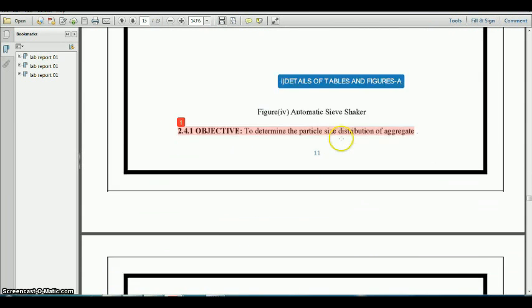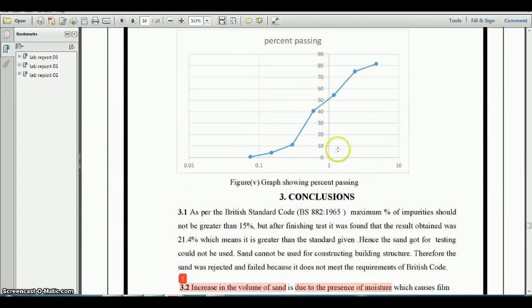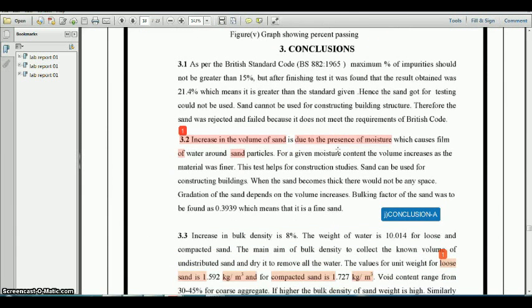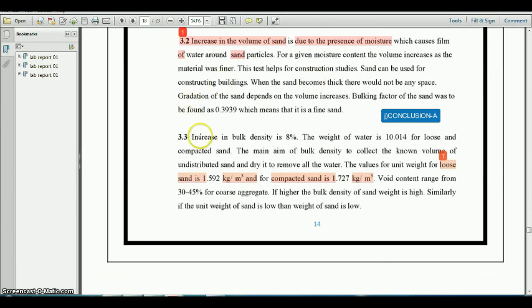Okay, don't write any sieve analysis. There is no graph, there is no table. So please don't follow your previous semesters. Now coming to conclusions, you can have this 3.1, experiment 1 conclusion. I want your conclusion to be compared with the British standard and your result. Okay, so I want your results.